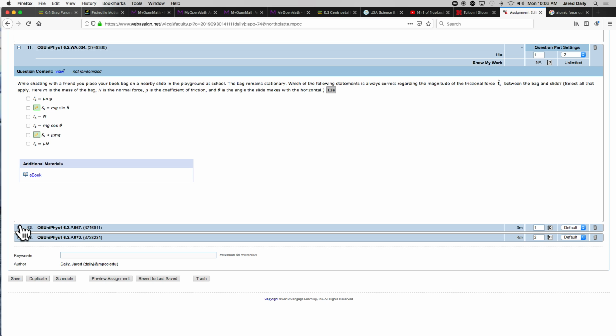Looking at it: the book is sitting on a slide, and the original statement is always correct, regarding the magnitude of the static friction.